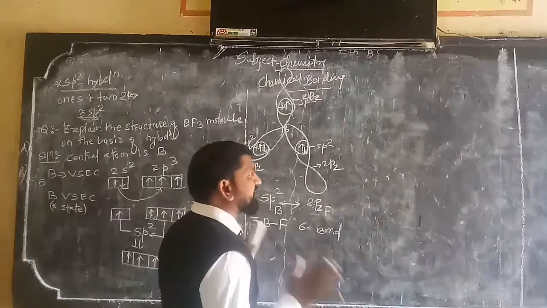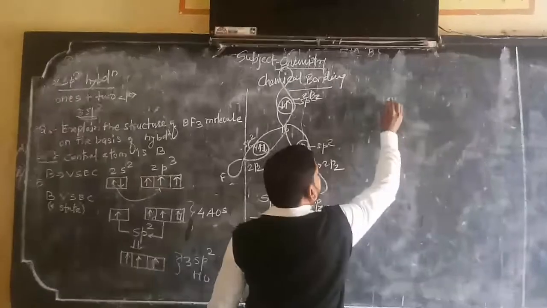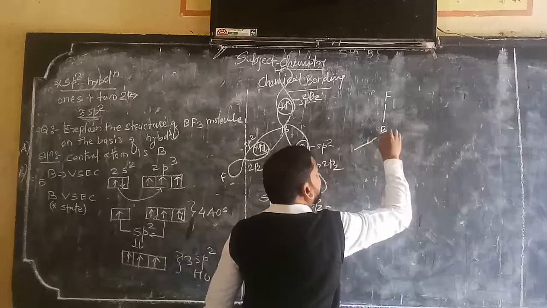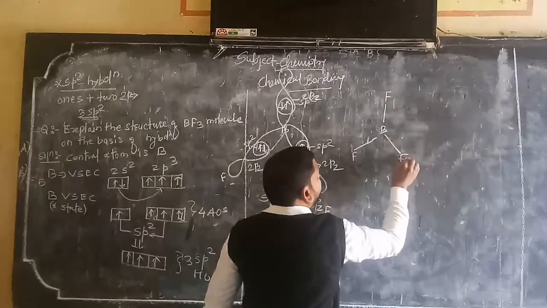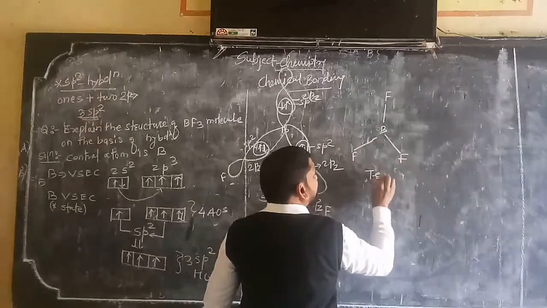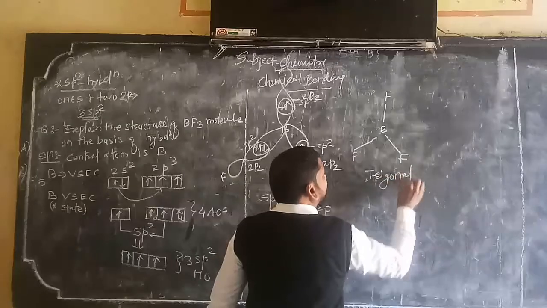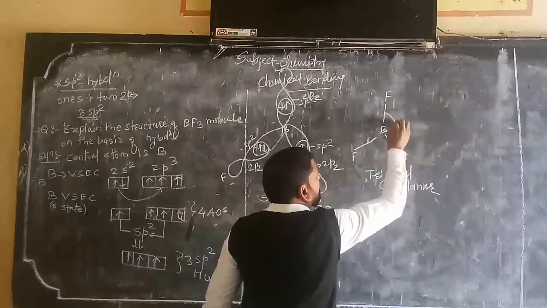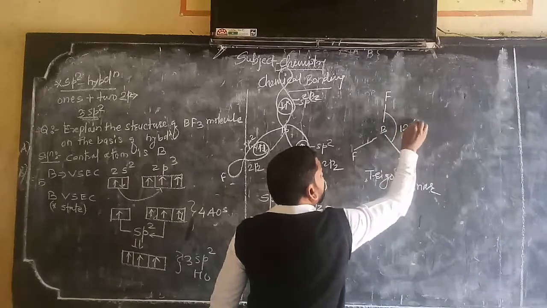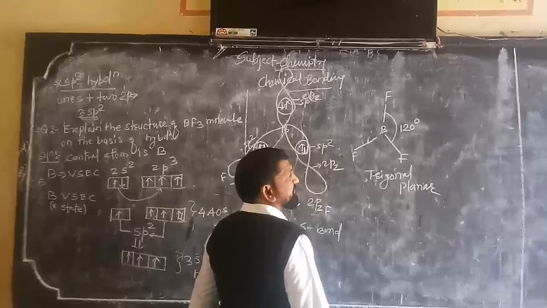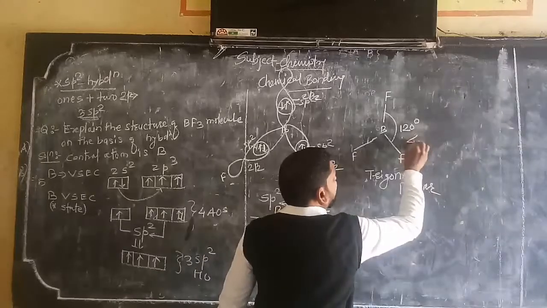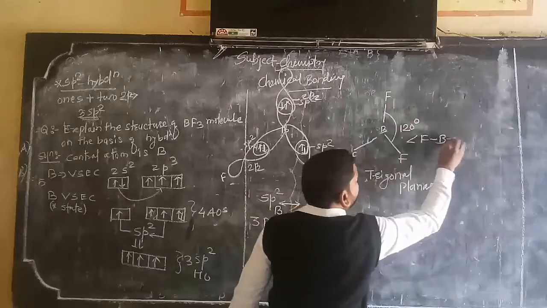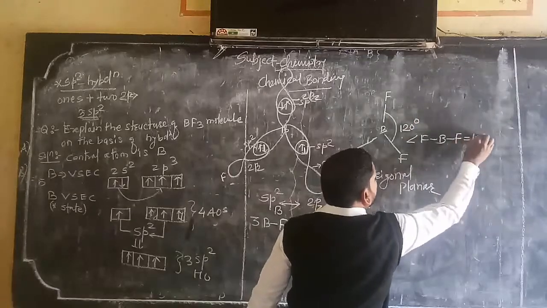Now it is time to draw the geometry. The geometry is very simple: trigonal planar, with F and F. So what is the geometry? It is trigonal planar. The bond angle is found to be 120 degrees. Therefore we can write the bond angle like this: F-B-F. This bond angle is said to be how many?